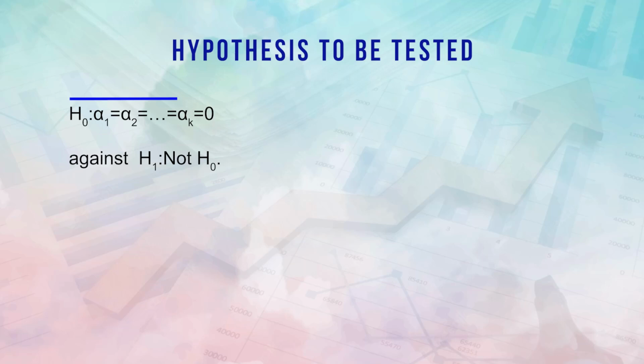Now here we test alpha 1 equals alpha 2 equals alpha k equals 0. So what is H naught? H naught basically means all the additional effects due to different fertilizers are 0. So what does that mean? That means that had there been no additional effect due to the fertilizers, then there would have been no variation. So actually we want to know whether the variation is occurring due to fertilizers or we cannot account for this variation. This is what we want to know in an analysis of variance technique.